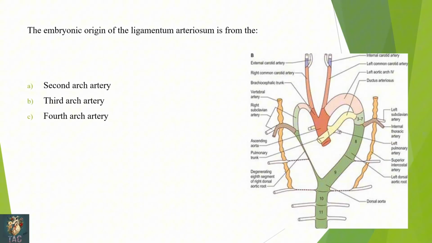Next is embryonic origin of the ligamentum arteriosum is from second arch artery, third, fourth, fifth or sixth. So here you can see this is the sixth arch which is forming the ductus arteriosus and which after birth forms the ligamentum arteriosum. So ligamentum arteriosum is basically derived from the sixth arch artery and this is the answer.